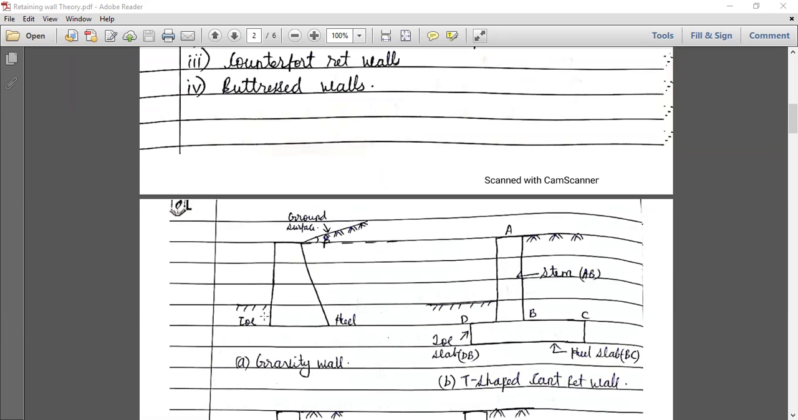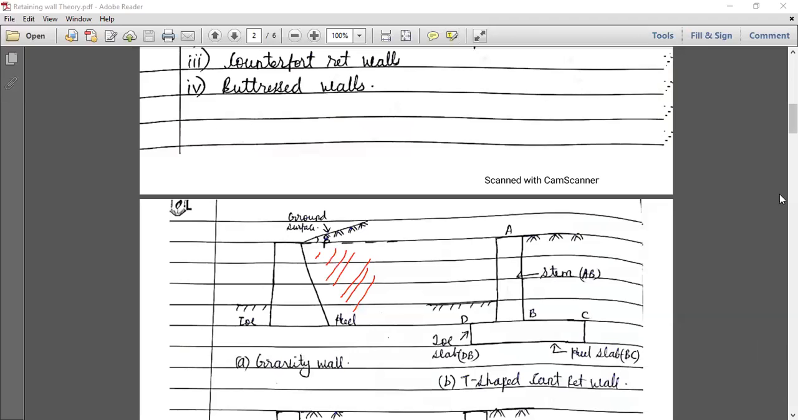So this portion is called the toe. This is the backfill. ये जो portion है ये backfill है or the soil. ठीक है, so this portion is the backfill or the soil. So here you can see, and this is called the heel and this is called the toe. This is the ground surface. ठीक है, ground surface horizontal से जो भी angle पे रहेगा, that is called the angle of inclination.